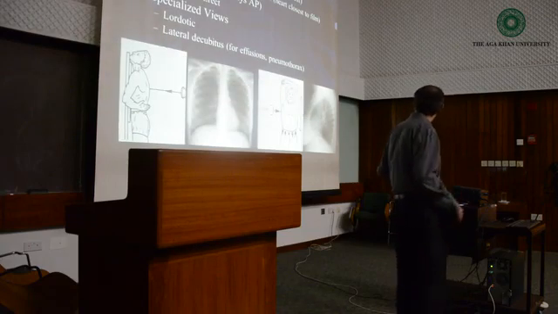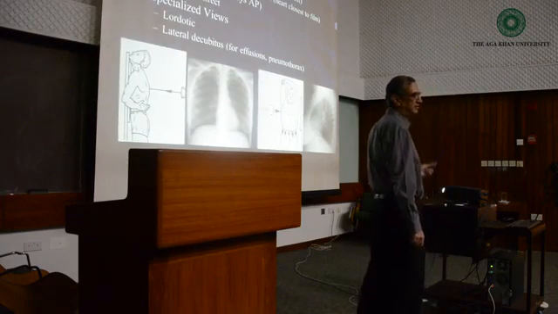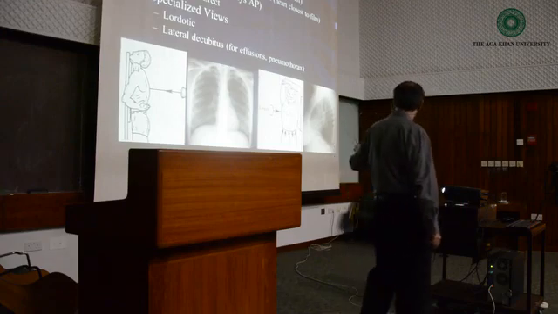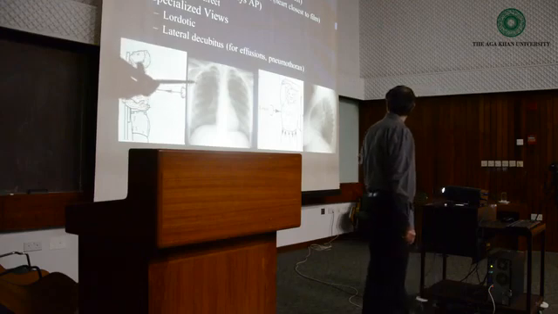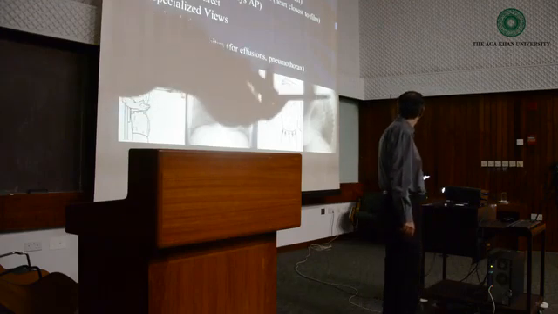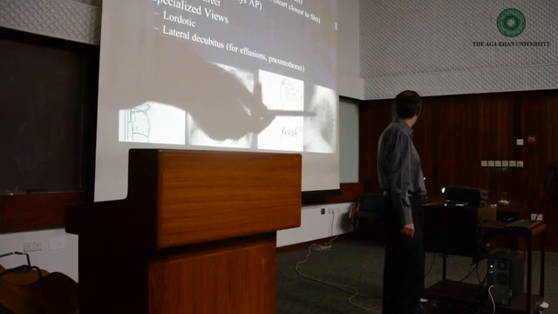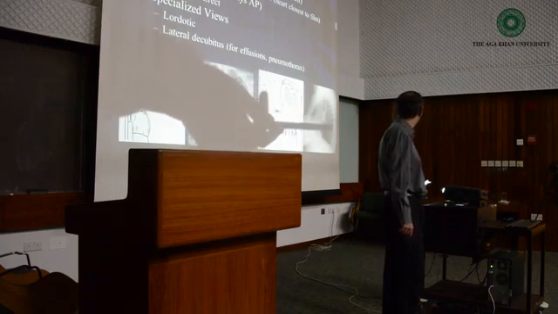So lateral view shows you this second dimension. So on this, if you see an opacity somewhere here, you don't know whether it's anterior or posterior. So on the lateral view, you would know if it is here, it's quite anterior. If it is here, it's posterior.